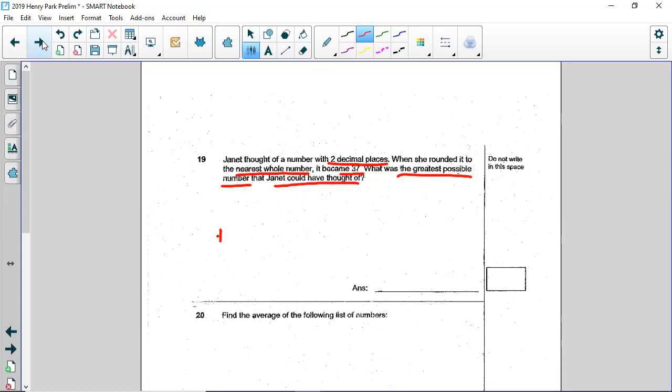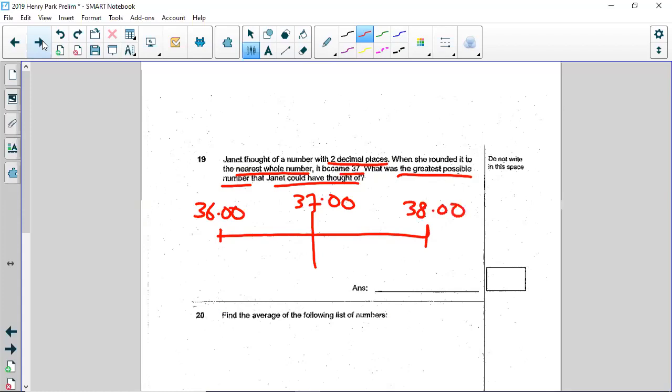So method here, a number line. Okay, you have a number line. You want 37, right? So put 37 here. And because you are thinking of a number with 2 decimal places, you change the whole numbers into 2 decimal places. The first number on the left side will be 36, and the third number on the right side will be 38. And they are all in 2 decimal places.